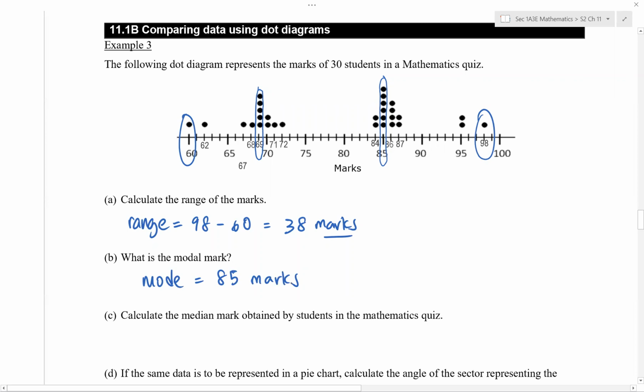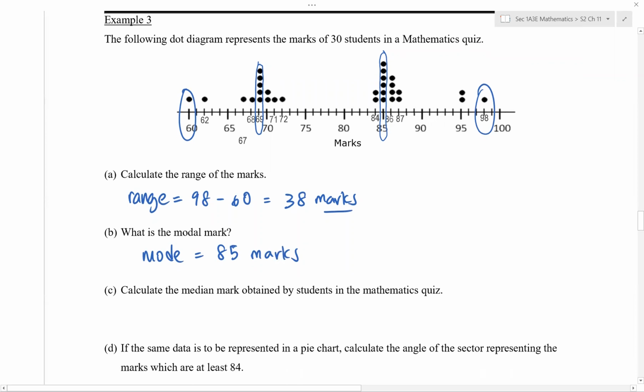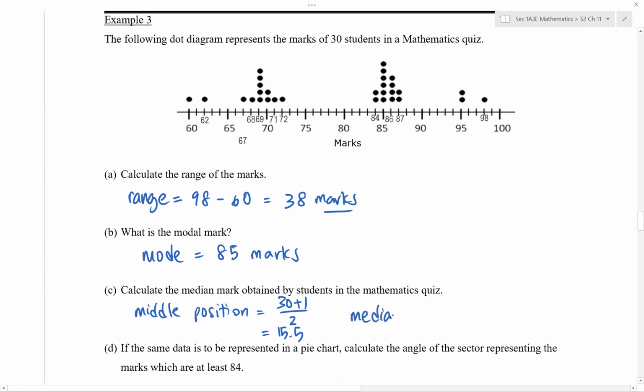Now to calculate the median mark obtained by the students, we always will need to find a middle position. Since we have 30 students, we add 1 divided by 2, we end up with 15.5. So the position is between 15 and 16. And therefore, for the median, we'll be taking the average, or rather, more accurately, we'll be taking the mean of the mark at the 15 and 16 position. So divide that by 2.